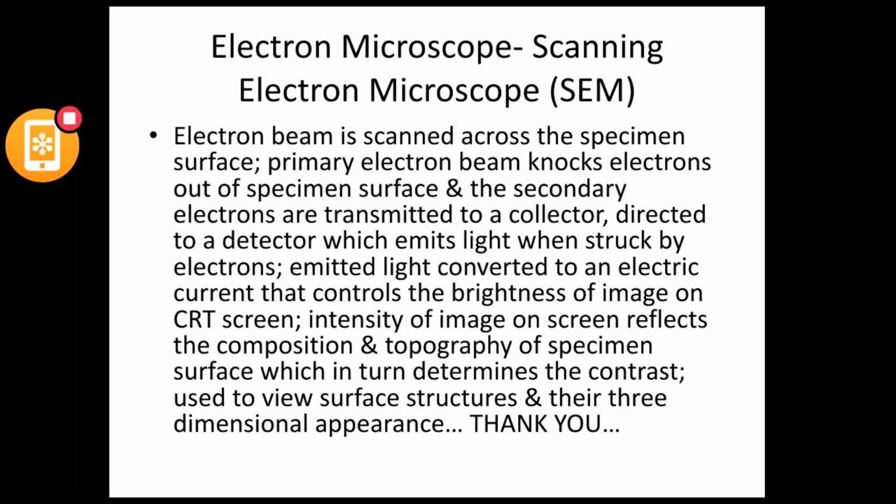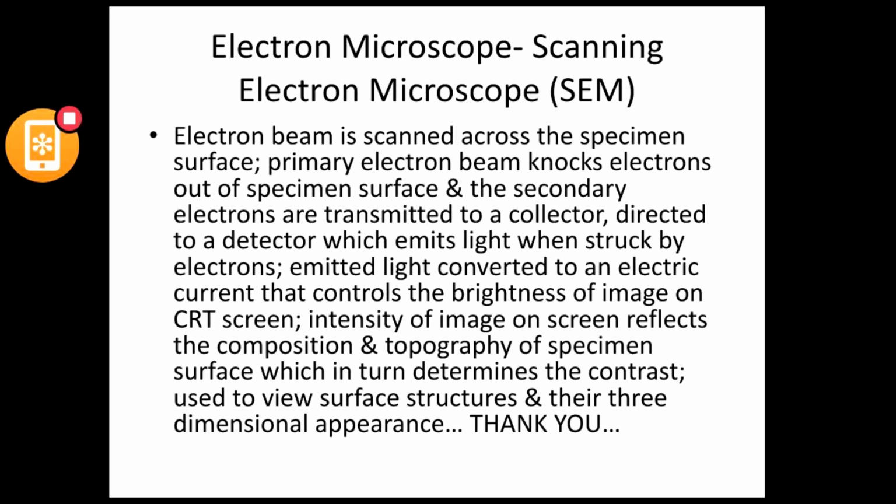Now, these secondary electrons, which are expelled from the specimen surface, are transmitted to the collector and directed to a detector, which emits light when struck with the electrons. So that is the mechanism in scanning electron microscope. The primary electron beam hits the specimen, and as a result, electrons are expelled from the specimen. These are called secondary electrons.